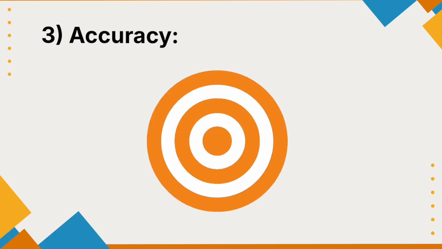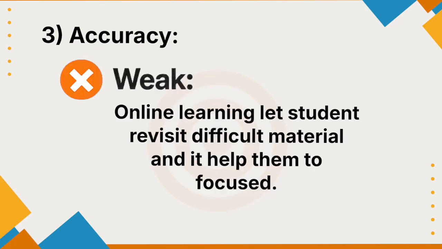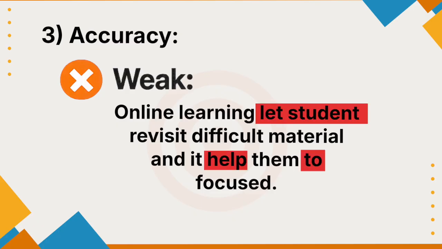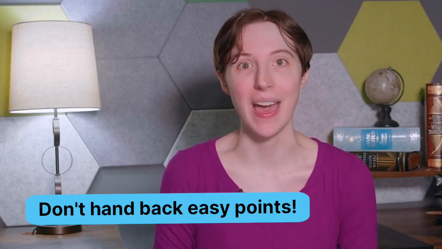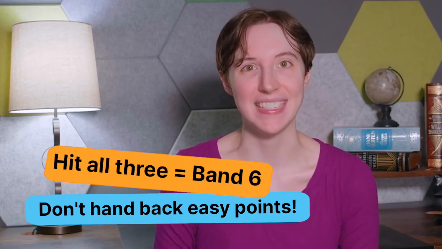And third, accuracy. Here, the ideas can be identical. It's the grammar that separates them. A weak answer says, "Online learning lets students revisit difficult material and it helped them to focus." You can still understand it, but the slips pile up. A missing plural, a wrong verb, an extra word. The strong answer fixes them. Online learning lets students revisit difficult material and it helps them focus. Nothing fancy changed, just clean grammar. That's exactly what your last 20 seconds of proofreading protects, and it's the easiest set of points to stop giving away. Hit all 3 and you're writing at a band 6 level.